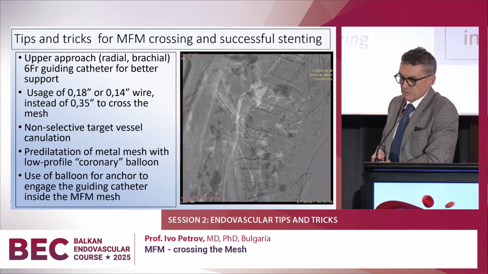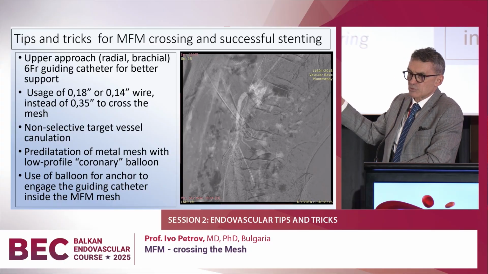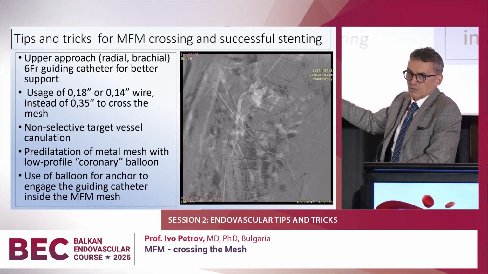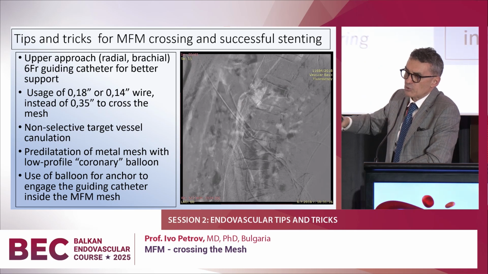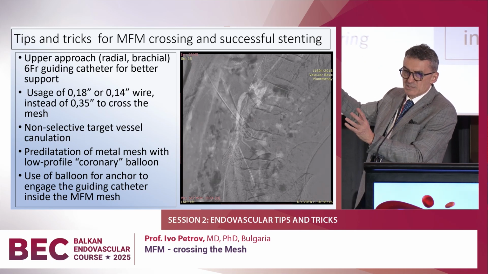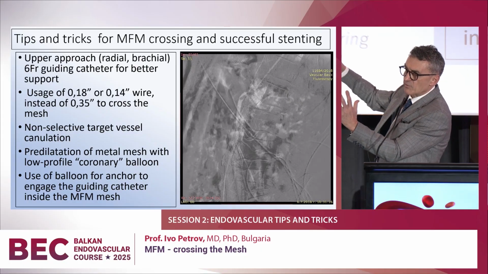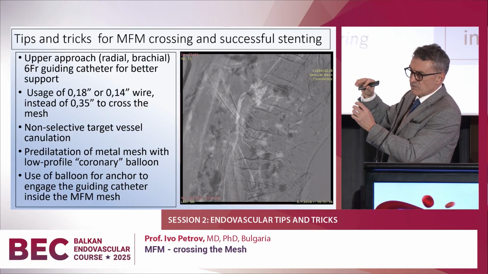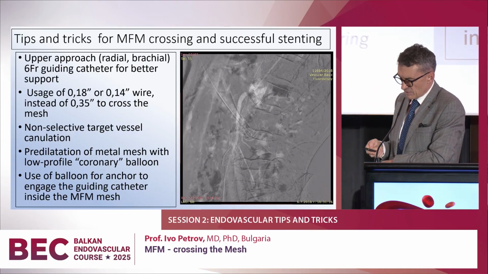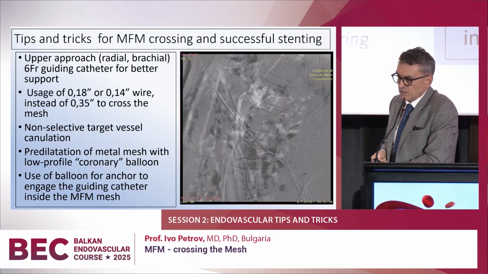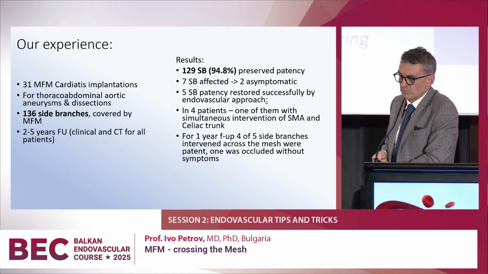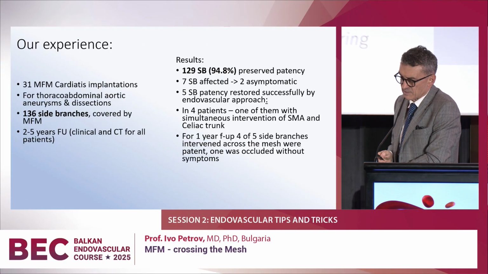And you see what we are doing. We are crossing with a coronary wire. We are crossing with a coronary balloon with incremental size, starting with 1.5, 2, 3, 4, 5 millimeters, and finally crossing with the guiding catheter in order to have the possibility to implant a stent.